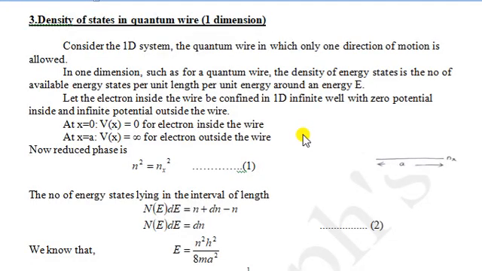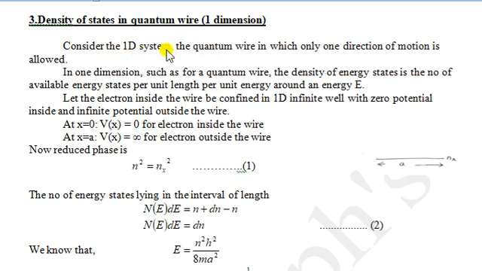Students, the next topic is density of states in quantum wire. Quantum wire is a one-dimensional particle, which means the motion of the electron is allowed only in one direction, which means only one dimension is in the normal scale and the other two dimensions are in the nanoscale. That is called a quantum wire.